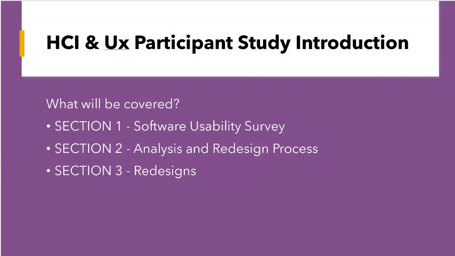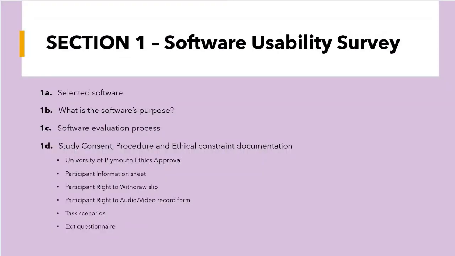We have three sections: software usability, analysis and redesign process with my participants, and then the eventual redesign. So section 1: the selected software, its purpose, the evaluation process behind it, and then documents associated with the study.